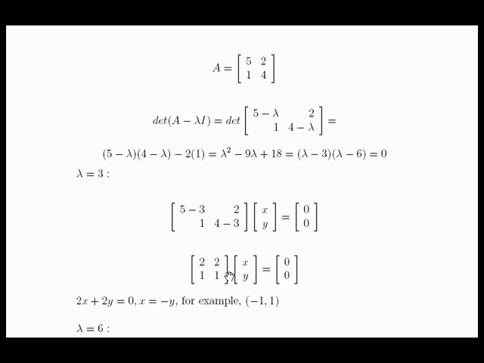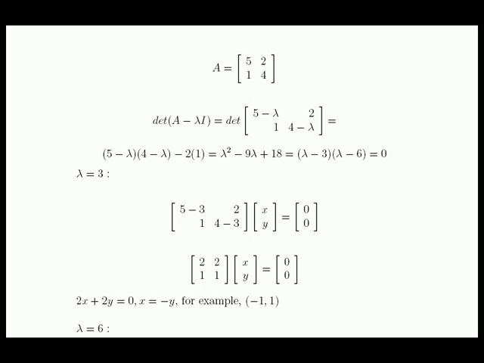I mean, this says 2x plus 2y equals 0. That's the same as x plus y equals 0. So x plus y equals 0 means x is minus y, and you can take any value for y you want. Might as well take 1, and then x will be minus 1. And you could take y to be 10 and x would be minus 10. That's just as good. It doesn't matter because you're going to be multiplying this by an arbitrary constant anyway. So any non-zero solution to this is an eigenvector.